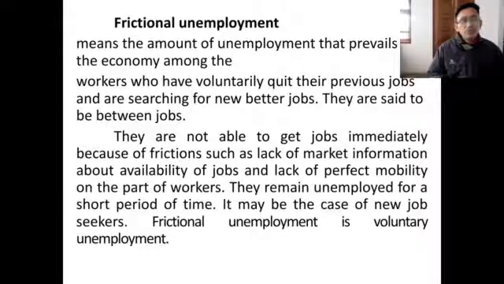Sometimes new job seekers remain unemployed for some time. That is also called frictional unemployment. So frictional unemployment is voluntary unemployment.